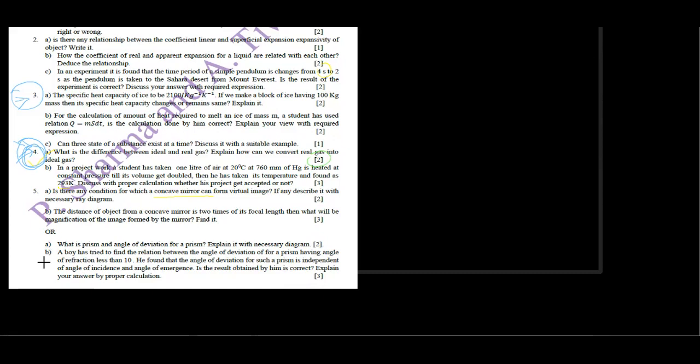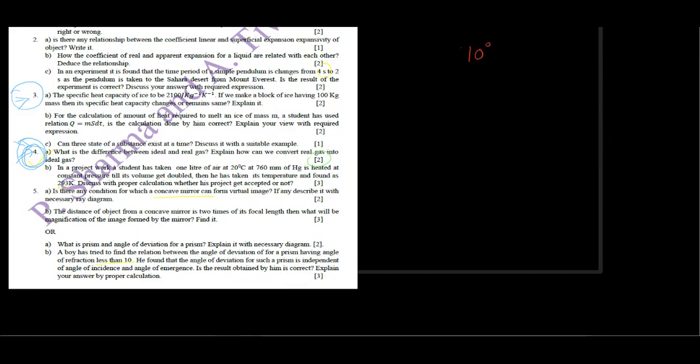Now let us move to the second part of this question and see what is given here. A boy has tried to find the relation between the angle of deviation of a prism having angle of refraction less than 10 degree. He found that the angle of deviation for such a prism is independent of angle of incidence and angle of emergence. If the result obtained by him is correct, explain your answer by proper calculation. So you have to focus on this line. The angle is less than 10 degree.